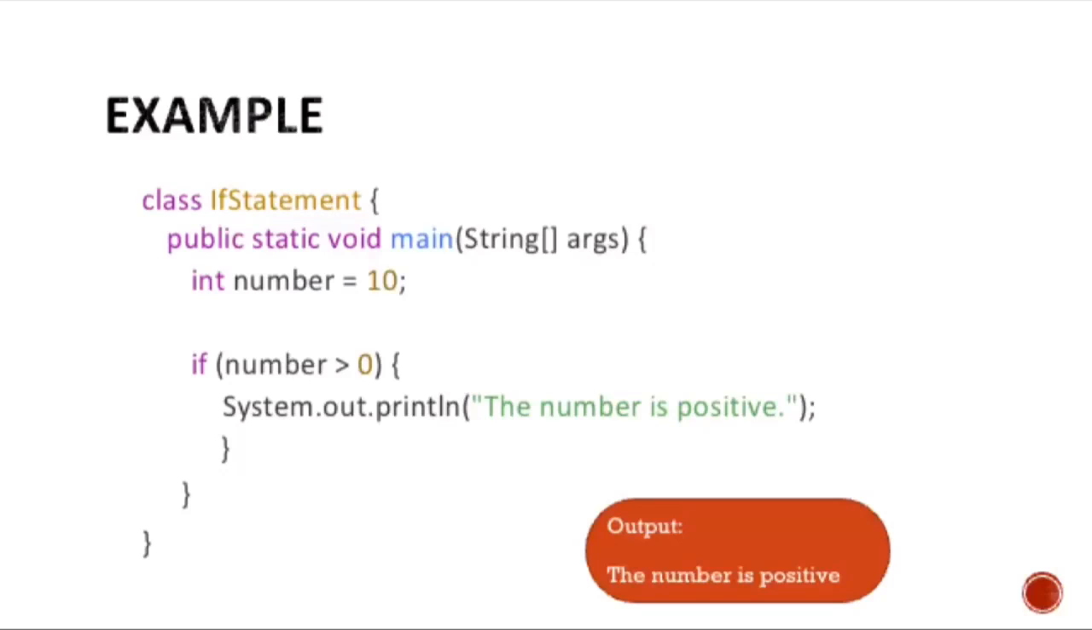So for example, we have a variable named number. Here, the test condition checks if the number is greater than 0. Since the number is greater than 0, the test condition evaluates to true. Hence, the code inside the body of if is executed. So the output will be: the number is positive.